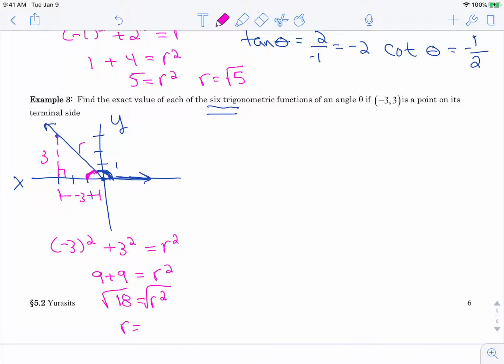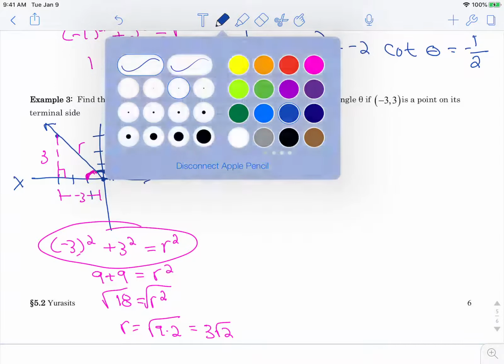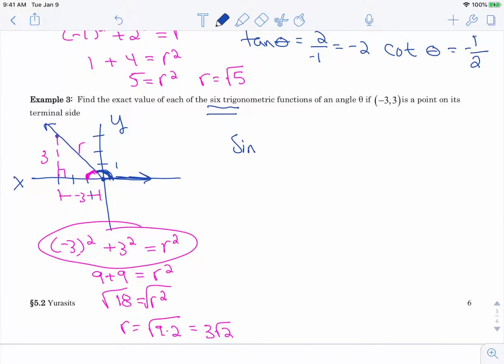I'm going to put the variable on the left. So this is 9 times 2. So this is going to be 3 root 2. Now look, because of Pythagorean theorem, there's no way your r can be negative because it's squaring everything. It will never happen. So now I'm finding the 6 trig functions.